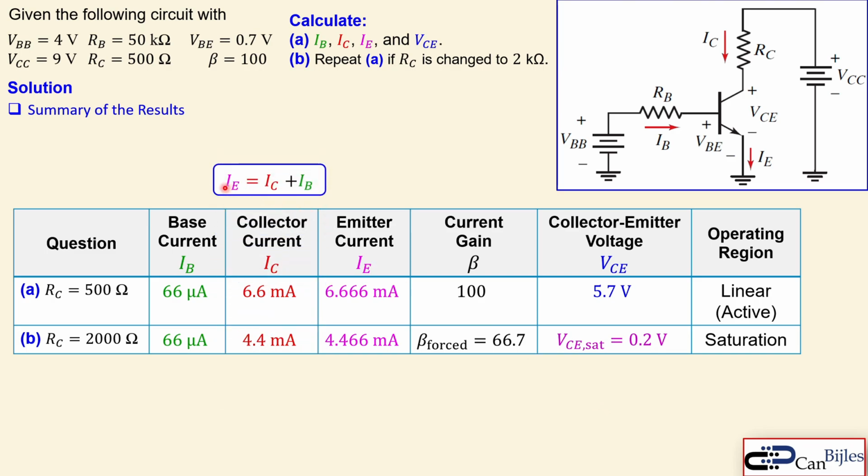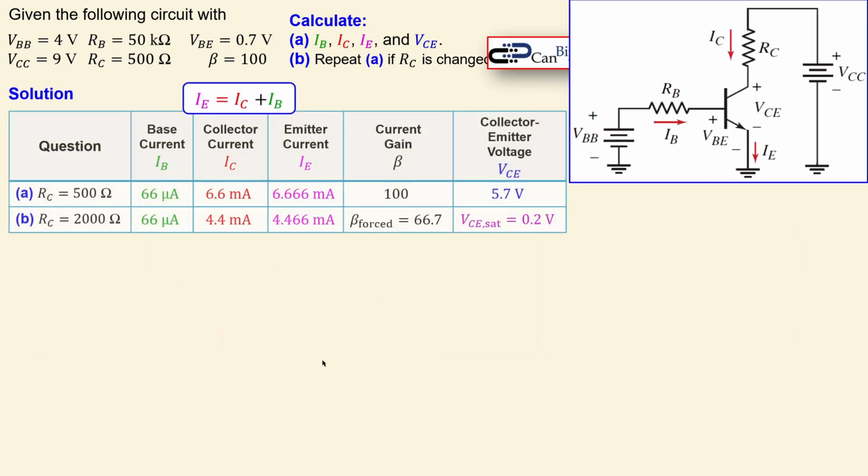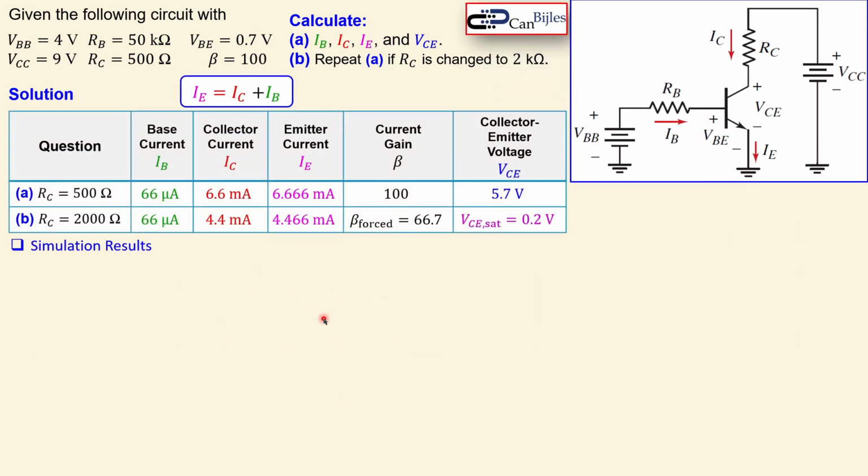And we know that this is always true, no matter what kind of operation region you have. This is always true because of Kirchhoff's current law, because these two branches must add up to the emitter current. Okay, let's bring this up and also look at the simulation results.